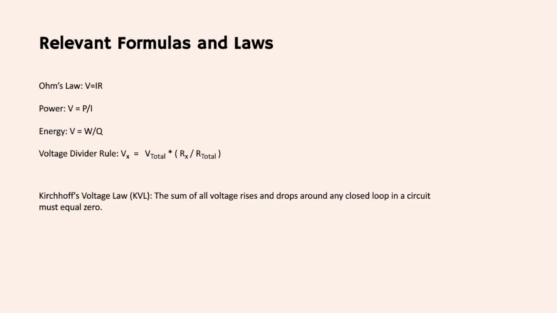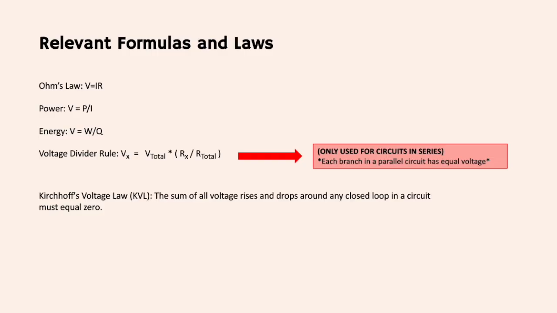The voltage divider rule is useful in identifying a particular potential difference in a circuit, and it can only be used when components are in series. If the circuit has multiple branches, they will have equal voltages. Kirchhoff's voltage law, or KVL, is important in identifying that the sum of all voltage rises and drops around any closed loop in the circuit must equal zero.